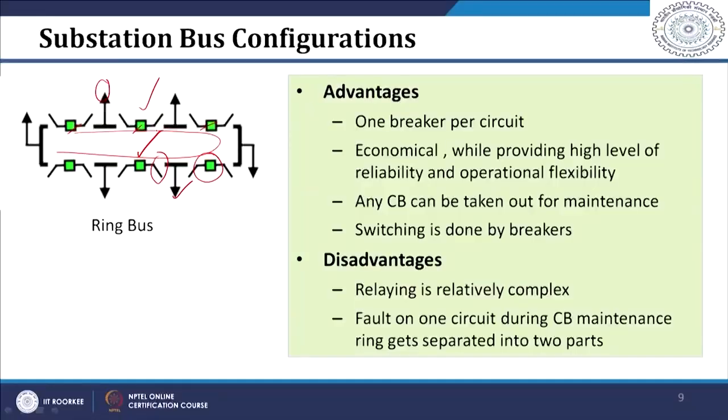Another disadvantage is that with a fault on one circuit during circuit breaker maintenance, the ring gets separated into 2 parts. Whenever there is a fault on, say, this circuit, you need to open these 2 circuit breakers, and if there is another circuit breaker you have opened for maintenance, then you can see that it is forming 2 parts of the bus. So your bus will get divided into 2 parts.